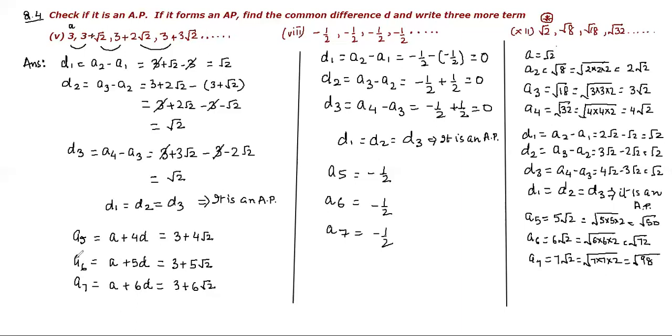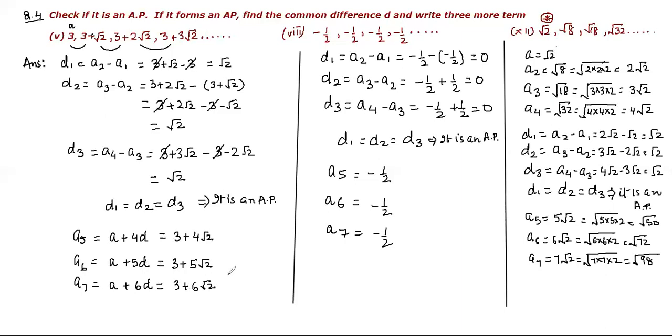Now, if it is A6, then you will write A plus 5D. So A is 3, D is square root 2, and children, the coefficient of D is 5. So it is 3 plus 5 square root 2. And then if you want to get A7, you will write A plus 6D. A is 3, D is square root 2, and the coefficient of D is 6. So the seventh term will be 3 plus 6 square root 2.